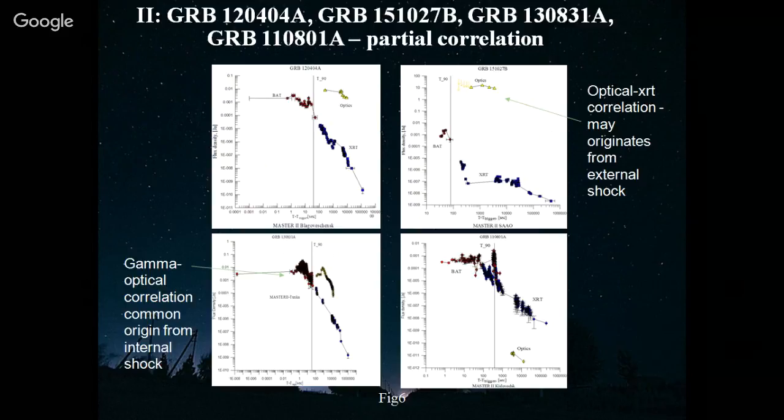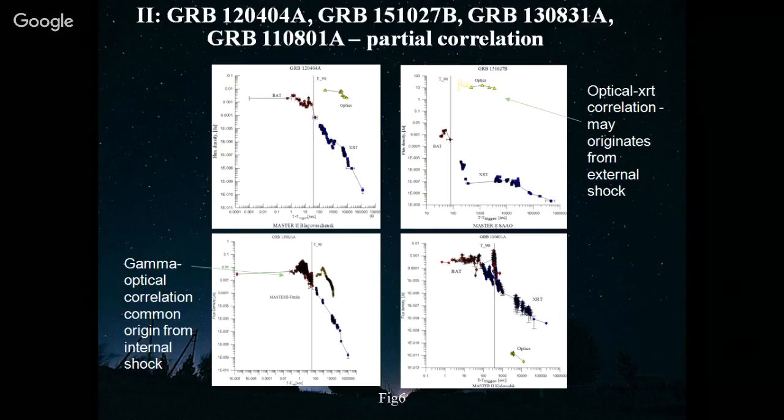So, if we see correlation, for example, if we see gamma and optical light curve correlation, that can mean that both emissions have an origin in internal shock. And if we see anti-correlation, then we can propose that the emission has its origin in external shock.